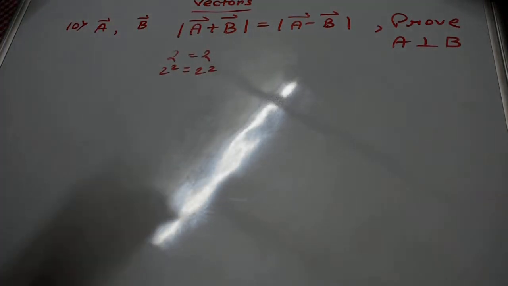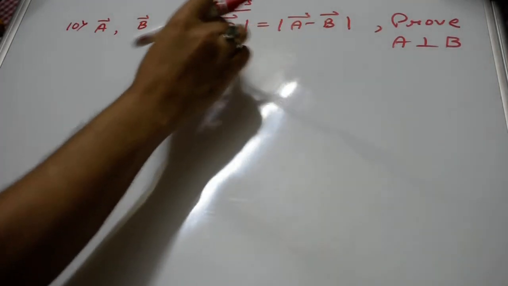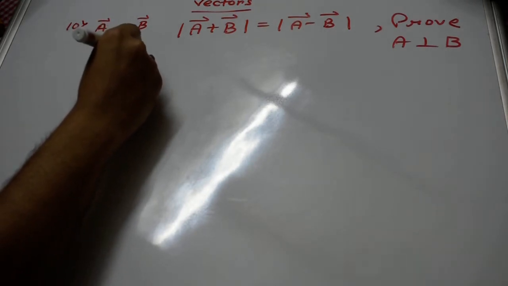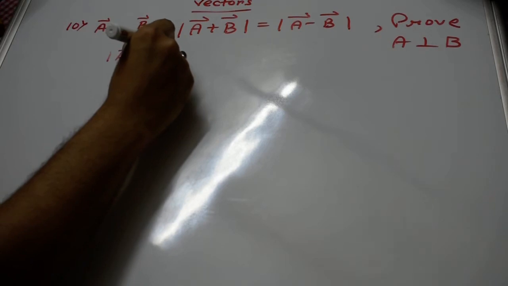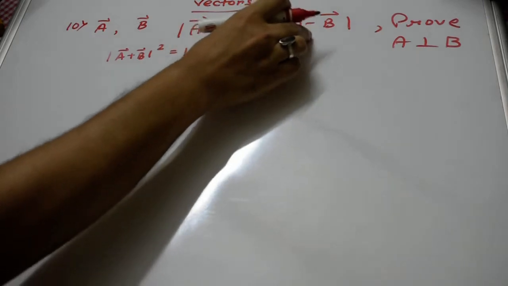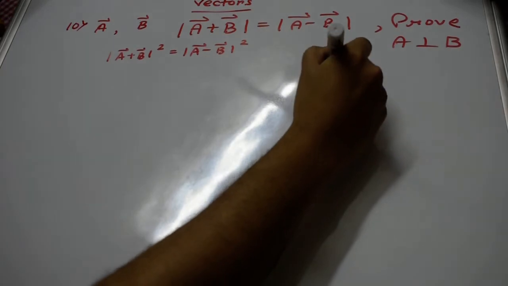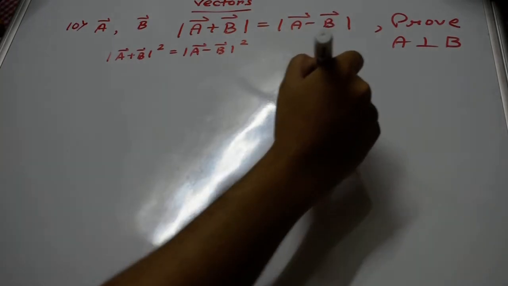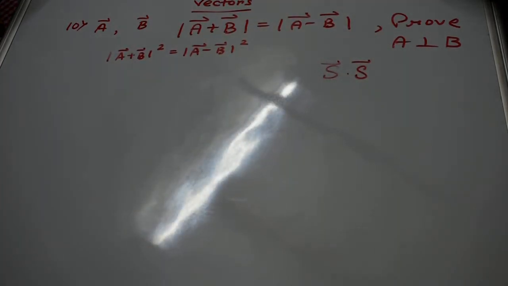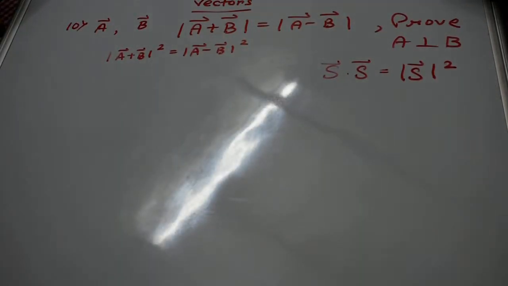So using that basic thing, since it is given that these magnitudes are equal, we take the squares. So mod of vector A plus B square is equal to mod of vector A minus B square, because these two are equal. Now another formula we know is that if there is a vector S, then the dot product of the vector S with itself, which is also known as the self product, is equal to the magnitude of the vector square. You will find this in your book.